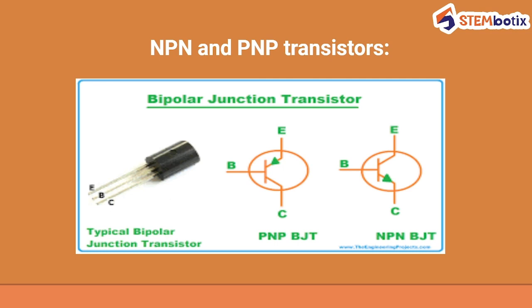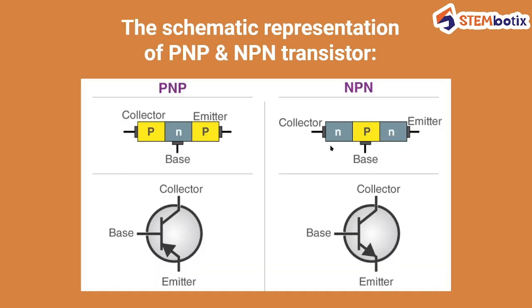Now in the case of an NPN transistor, the emitter always gets connected to the negative terminal of the battery. Also you can see from this picture, I will give you some explanation on the connection. Now this is the schematic representation of PNP and NPN transistors. As we know, in a PNP transistor there are two P type semiconductors, and in between them there is an N type semiconductor material.